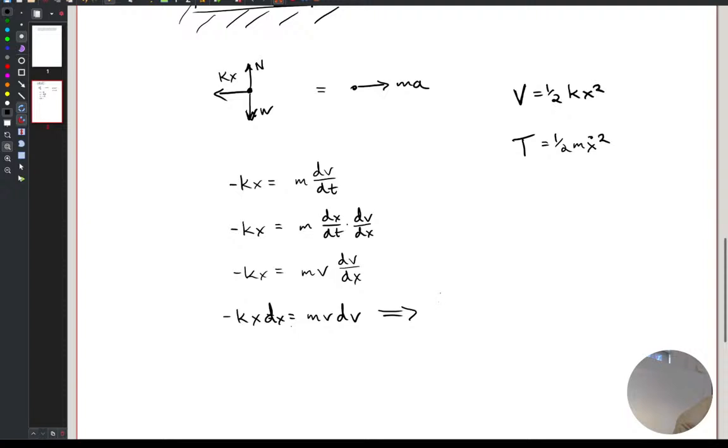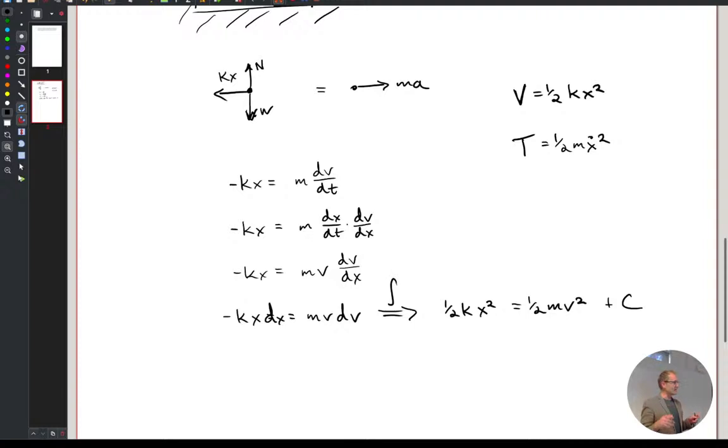So if I integrate both sides, I end up with 1/2 k x squared equals 1/2 mv squared. I mean, I'm dropping other constants in here, like plus a constant somehow.